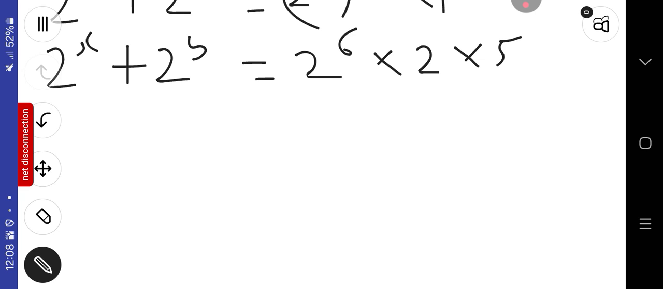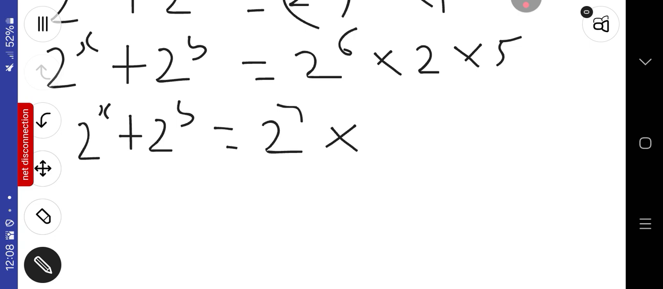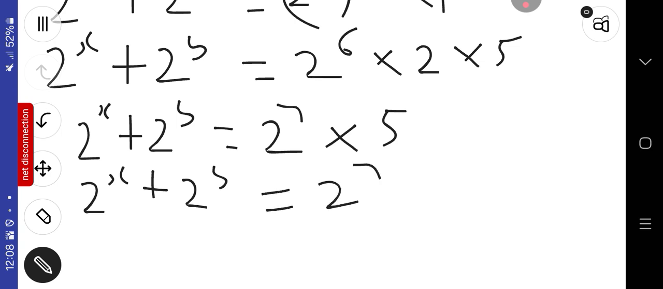So you're going to have 2 exponent x plus 2 exponent y is equal to 2 exponent 6 multiplying 2 exponent 2. So this 2 has an exponent of 1. So you're going to have 2 exponent 7 times 5. So we're going to have 2 exponent x plus 2 exponent y is equal to 2 exponent 7 times 5, which is the same as 4 plus 1.